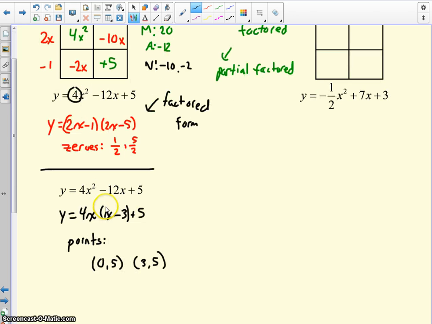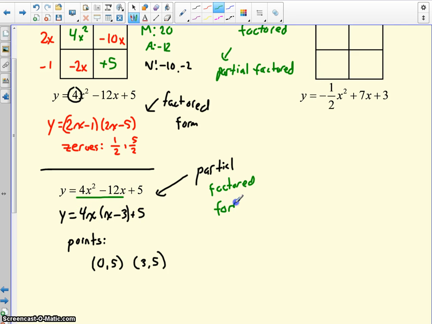Alternatively, if you want to instead do partially factored form, reminder, we did this briefly last lesson, to partially factor it, we look at just the first two terms. We're going to ignore that plus 5. Just look at the first two terms and common factor them. So what do both those terms have in common? They both have a 4x in common. So if we factor out the 4x, we're left with x minus 3 left over.